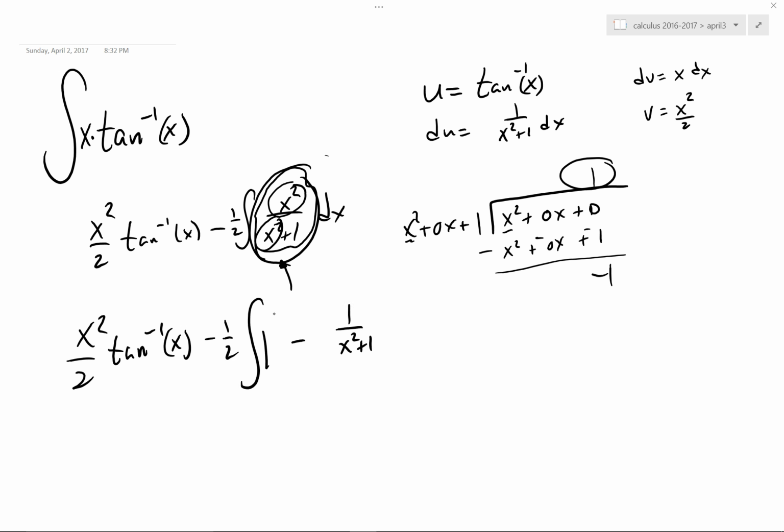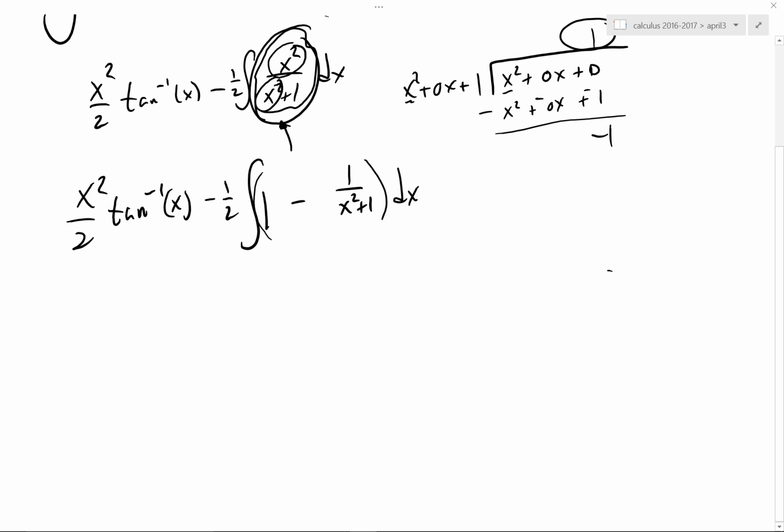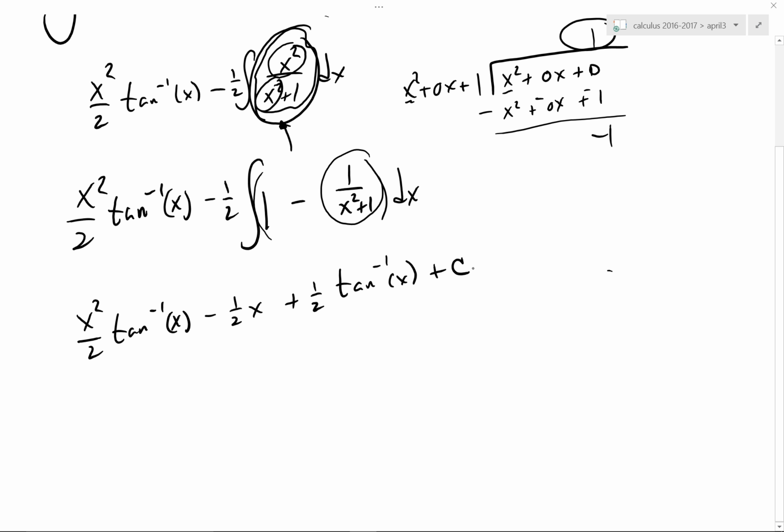Well, now wait a minute. If I'm integrating this whole thing, what can I do? It feels like I could do each piece individually, correct? What's the antiderivative of 1? It's x. And I'm going to distribute that negative a half while I'm at it. What is the antiderivative of that? Isn't it arctangent? Good call. So it's a half, because a negative and a negative is a positive, arctangent of x plus c.